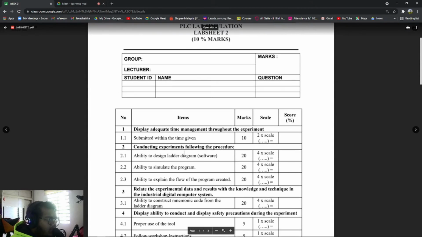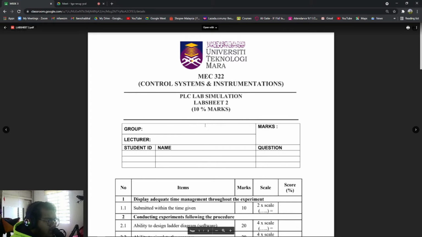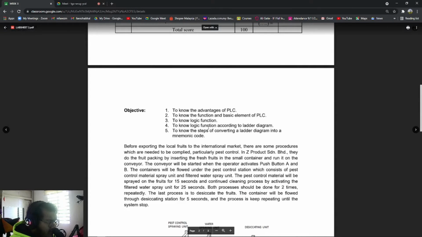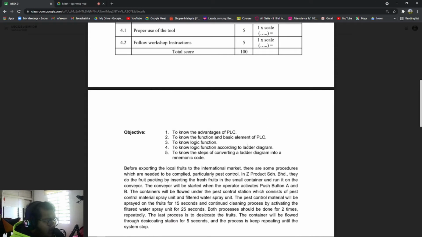I will explain about Lab 2 for the PLC Lab Simulation. The objectives of this lab are to know the advantages of PLC, to know the function and basic elements of PLC, to know the logic functions according to the ladder diagram, and to know the steps of converting a ladder diagram into mnemonic code.